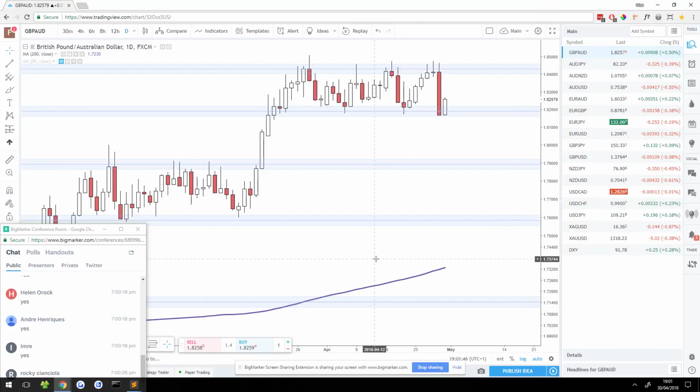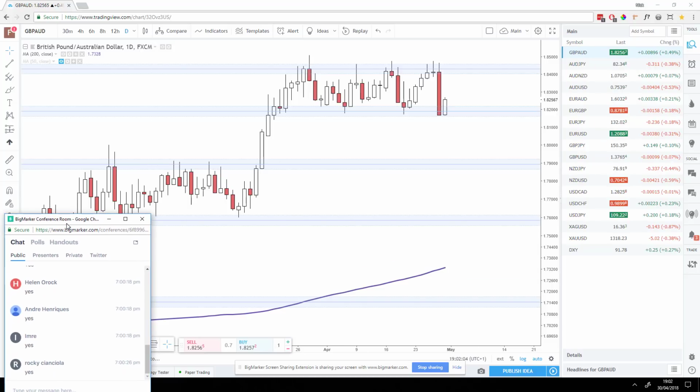You're looking at a GBP AUD daily chart. In today's analysis, we're going to be looking for price action setups across all these pairs. Now, when I say price action setups, I mean reversal setups, continuation setups, range-bound trades, all kinds of setups. We're going to be looking for setups across all these pairs. So, let's get started. We're going to kick things off with GBP AUD.